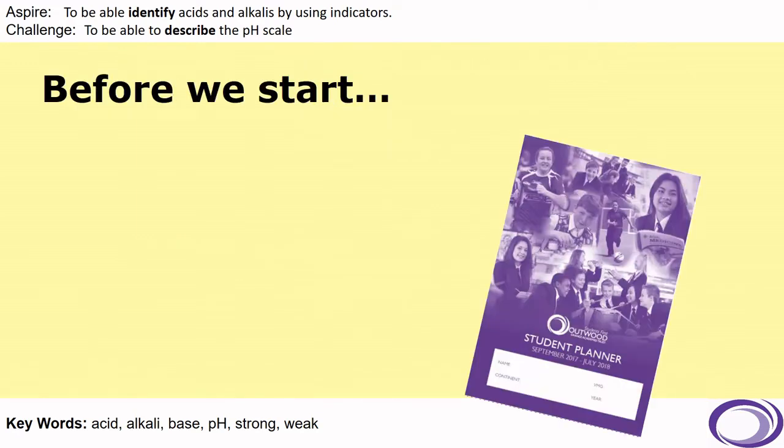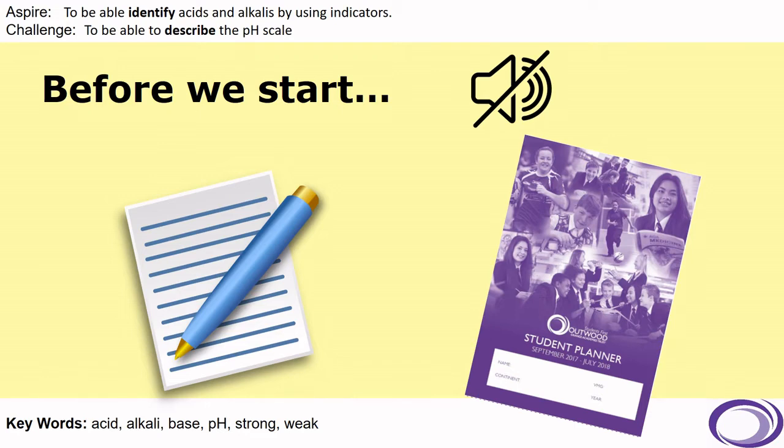Before we start, it could be a good idea for you to have your planner with you, as there is a copy of the pH scale inside of it. It would also be a really good time to turn off your notifications so that you're not being distracted throughout the lesson, and it'd be good to have a piece of paper and a pen so that you can work through the activities in the video with us.